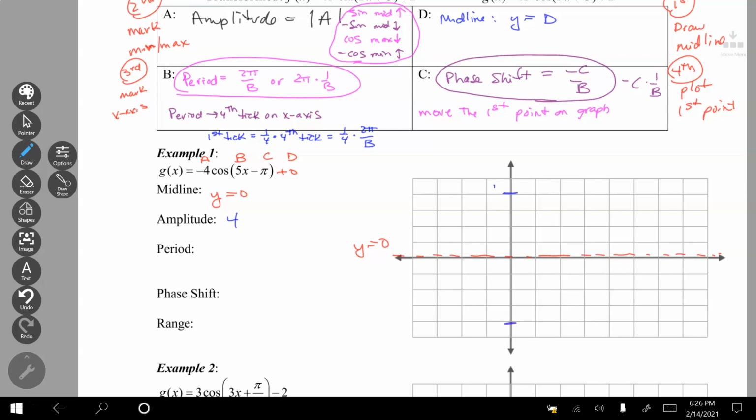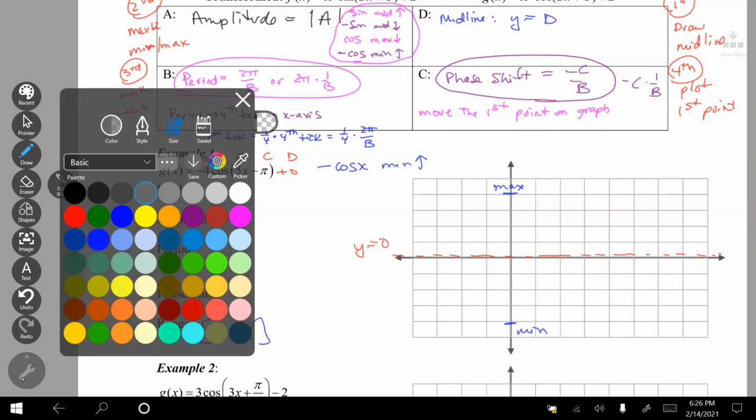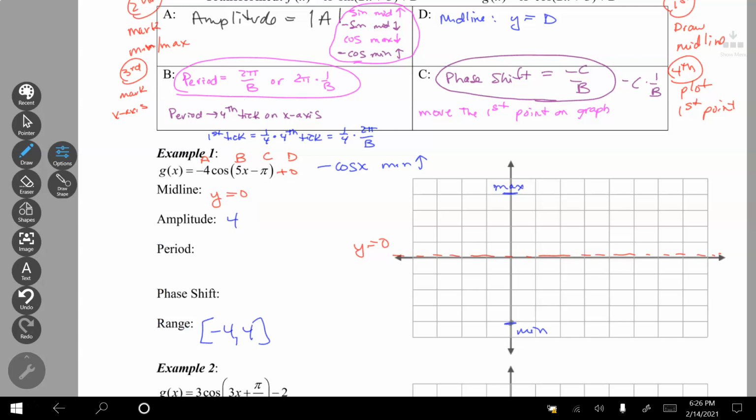So here and here are my max and my min values, and I know my range is from -4 to 4. I also know that this is a negative cosine graph, which means I start at the minimum and go up from there. So my first dot should be right here. I'm going to put it in gray, right here at the minimum. That's where my first dot should be. Negative cosine graph starts at the minimum and goes up from there.